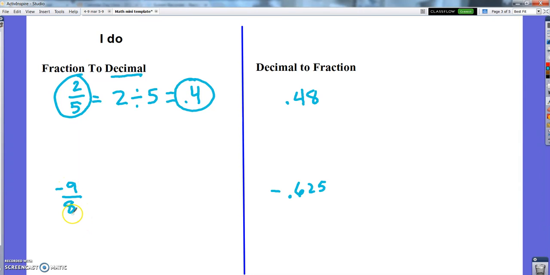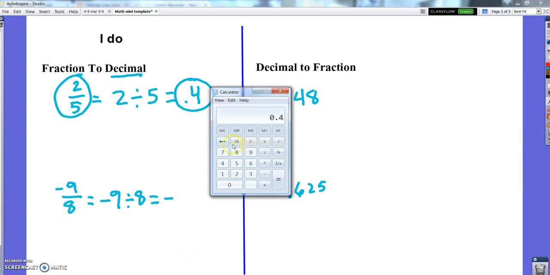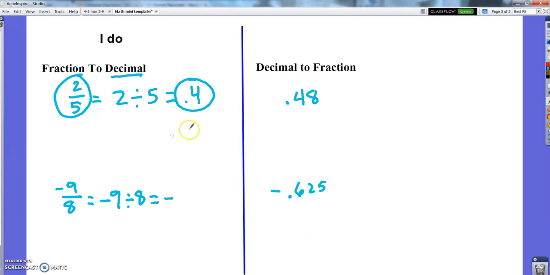Negative 9/8, if I want to write that as a decimal, that's the same as negative 9 divided by 8. 9 divided by 8. And I know my answer is going to be negative. I don't know if my calculator does positive and negative, so I'm just going to go ahead and put the negative sign there because I know a negative divided by a positive is going to be a negative. And I'll just do that. 9 divided by 8 is that. 1 and 125 thousandths. So it is 1 and 125 thousandths.